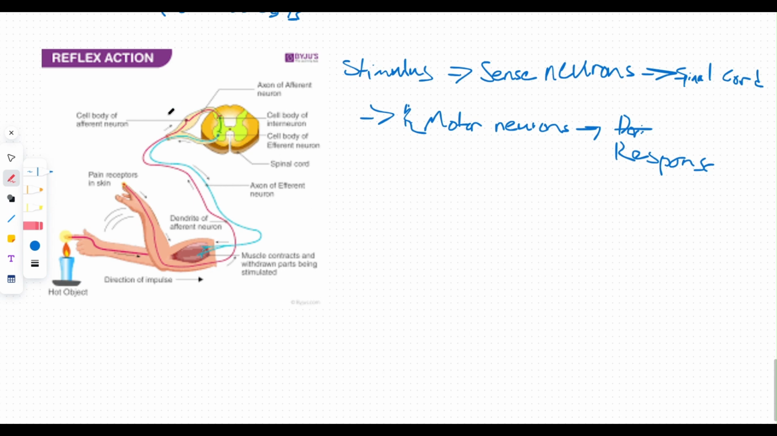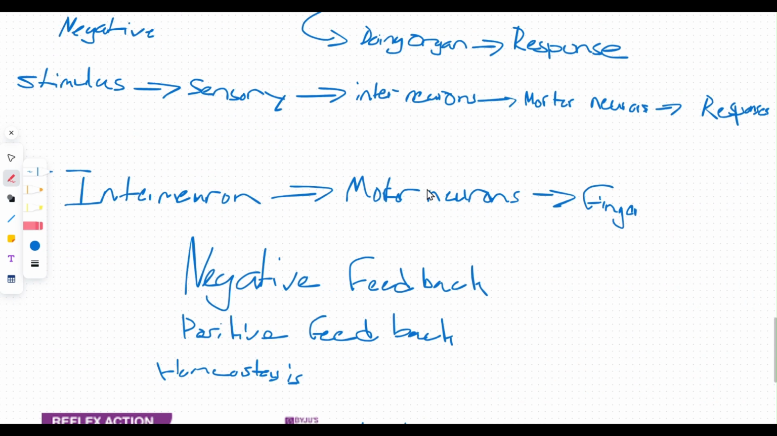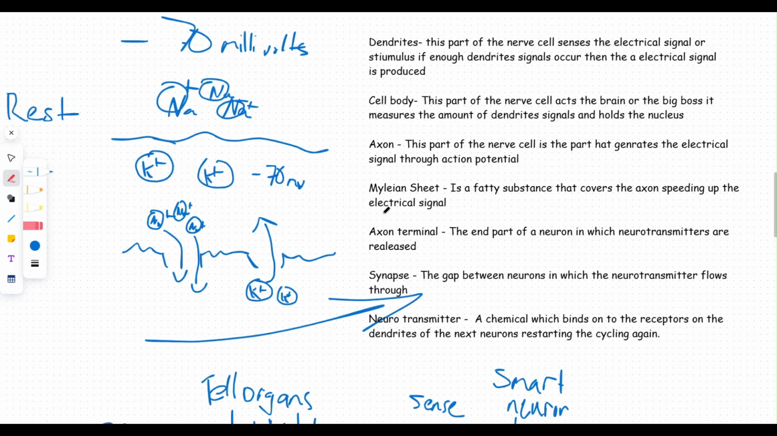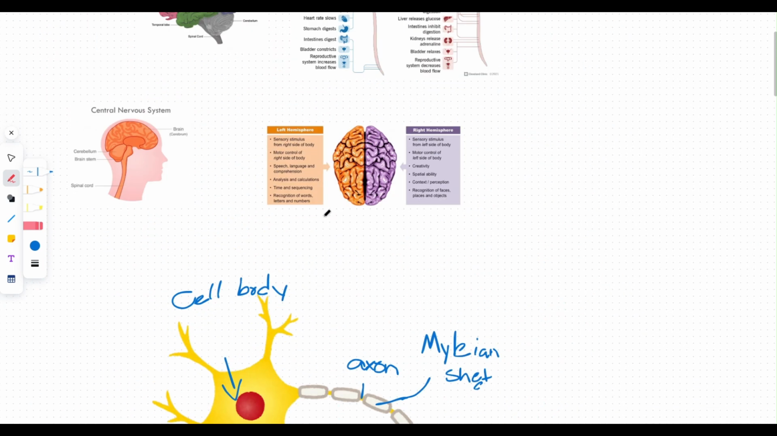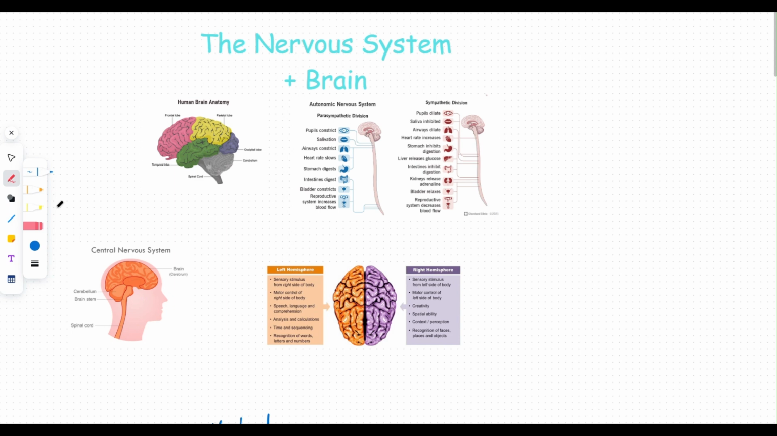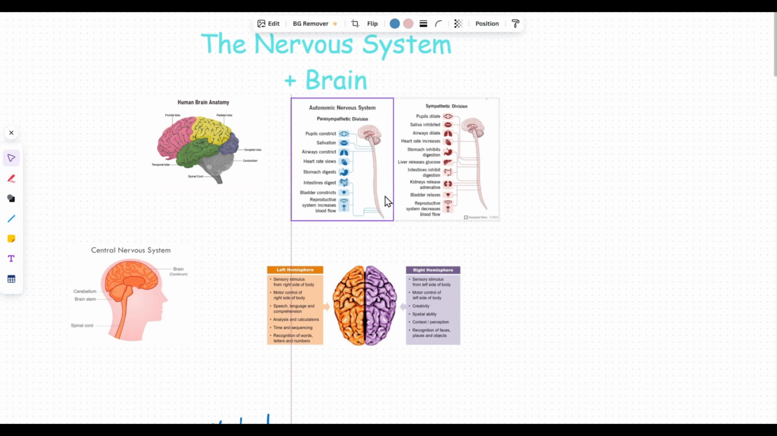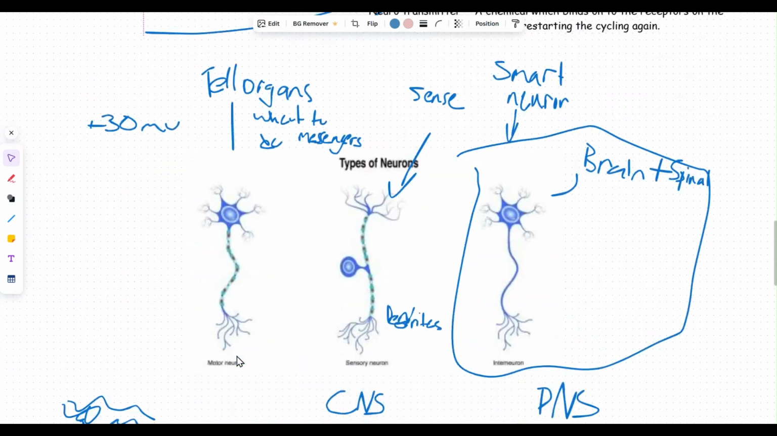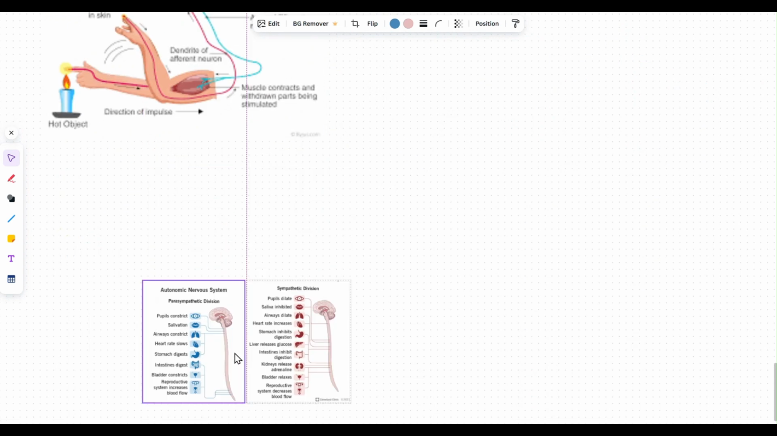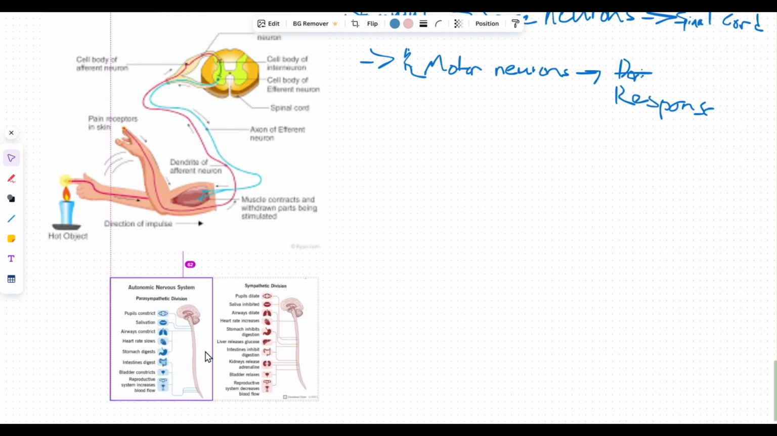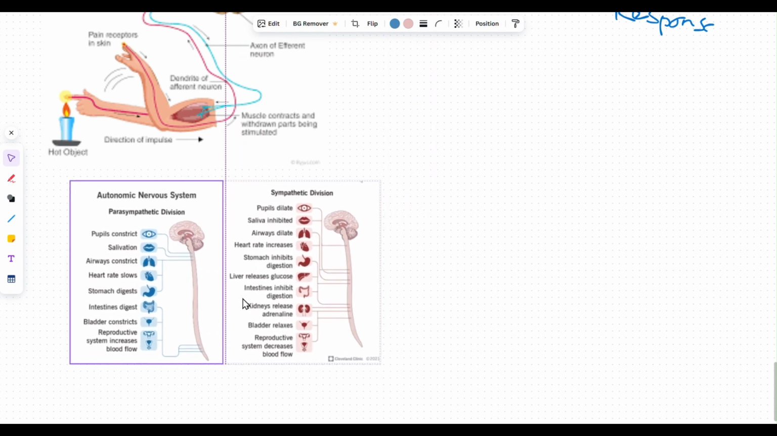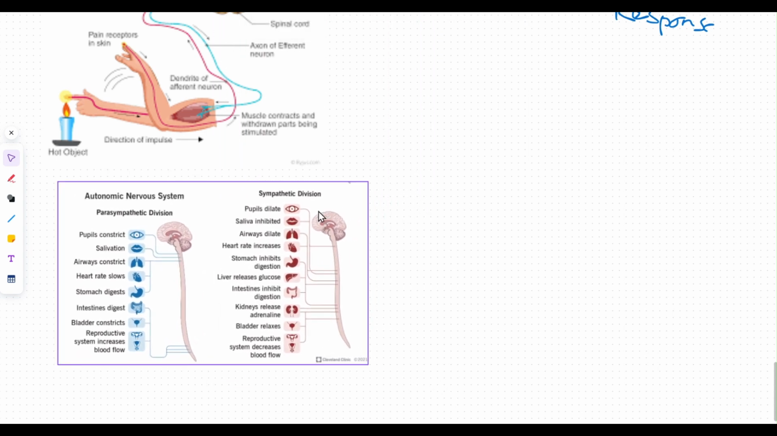Now, let's get into the different subdivisions in the peripheral nervous system. Oh, I actually love this. The autonomic nervous system and the somatic nervous system. Let's drag this here. Autonomic, and then the parasympathetic and the sympathetic. What am I saying? Sorry.